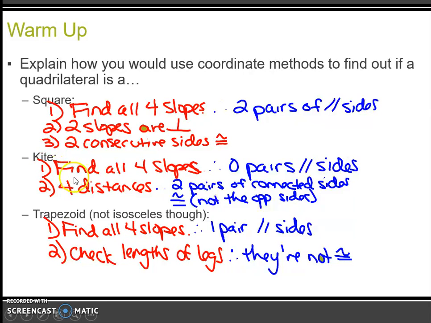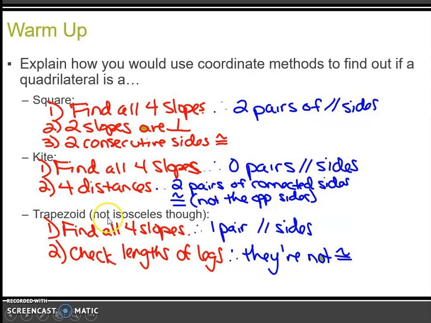For a kite, you find all four slopes. You don't have any pairs of parallel sides. For distances, two pairs of connected sides are congruent and not the opposite sides. So connected sides, like the top two are congruent, the bottom two are congruent. So you use the distance formula for that.